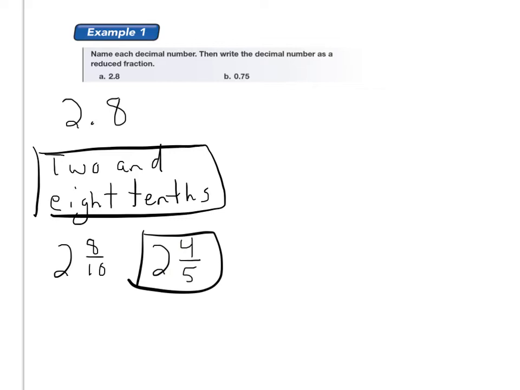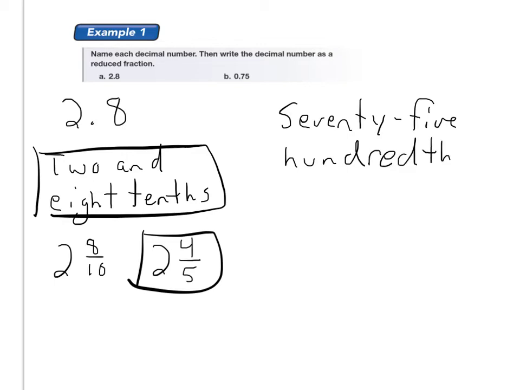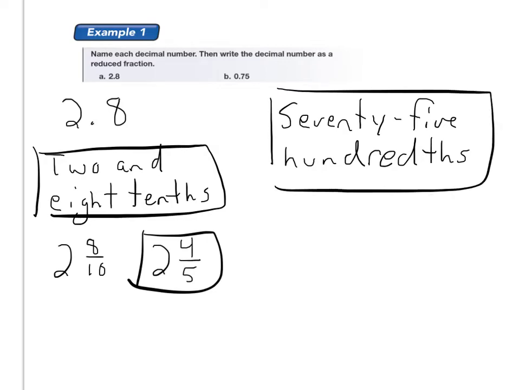All right, and part B. Okay, well, we read this 0 and then this is 75, and 2 places after the decimal is hundredths. Now when I have 0 and, I don't really need to say that, so I can just read this as 75 hundredths. And that's got a THS on the end. Okay, so it's 75 hundredths.